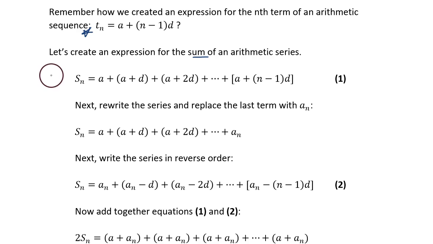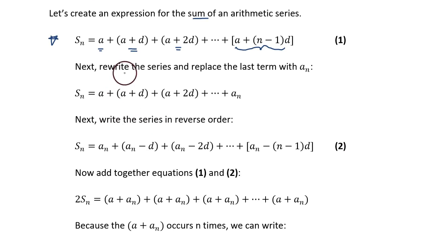To generate that formula, we start with this step here. The sum of n terms in an arithmetic sequence is equal to the first term plus the second term plus the third term, and so on until you reach the nth term. And right here you recognize the formula for the nth term. To simplify this so the formula is not so difficult, we can use some algebra steps. If you rewrite the series and replace the last term with a sub n instead of this more complicated formula, now it looks like this.